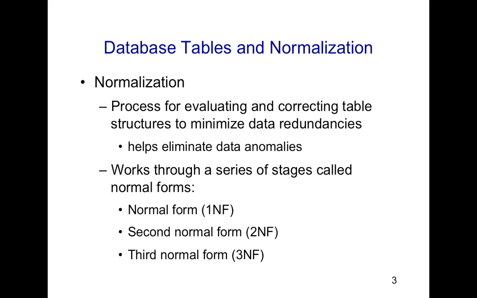So the process is for evaluating and converting or correcting table formats. It minimizes data redundancy, hopefully, gives us better data consistency, and removes any data anomalies or errors or inconsistencies in the data, which is why we're paying attention to this. And it works through a couple of stages. Now, we don't have to go through all of the stages. Sometimes you'll get a second normal form database and you can convert it into third. Sometimes you can go from a third to a second. You don't always get first normal form.